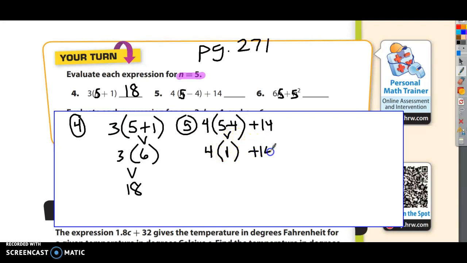I've also got this add 14. What should I do first? Well, multiplication comes before addition, so I'm going to do 4 times 1, which is 4. And I'm going to add 14. I'm going to get 18 on this one as well. The answer to number 5 is also 18.